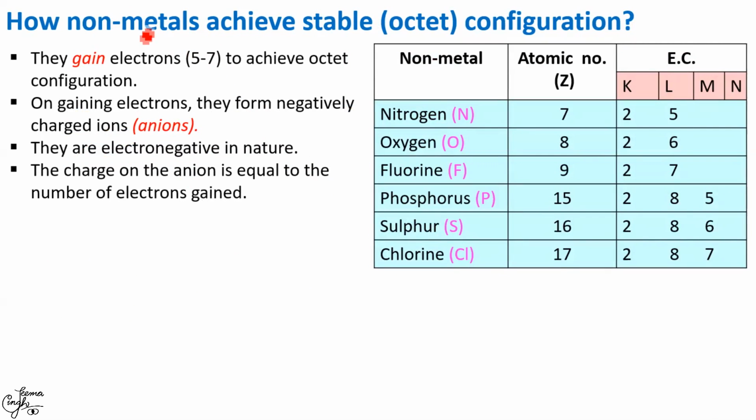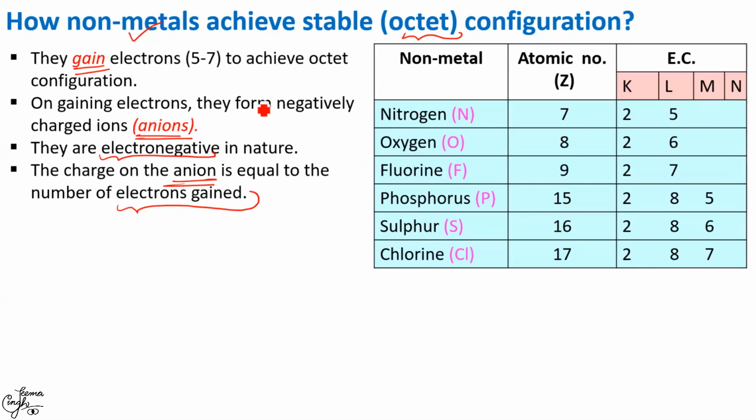Let us now see how nonmetals achieve octet configuration. Nonmetals that have 5 to 7 electrons in the valence shell attain octet configuration by gaining electrons. See, it is very difficult to lose 5, 6 or 7 electrons. Here energy considerations are there which you're going to study in a subsequent chapter. And when they gain electrons, the negative charge will increase. They form negatively charged ions which are known as anions. And hence nonmetals are electronegative in nature. Now here the charge on the anion is equal to the number of electrons gained by the nonmetal. In the case of metals, the number of electrons lost decides the charge on the cation. Here it is the number of electrons gained by the nonmetal.